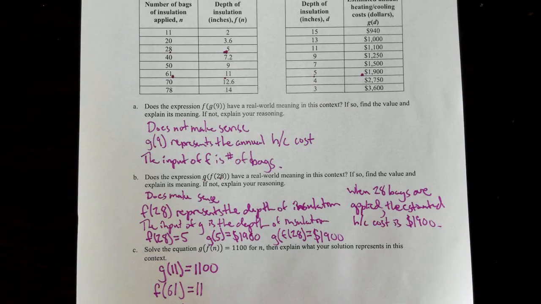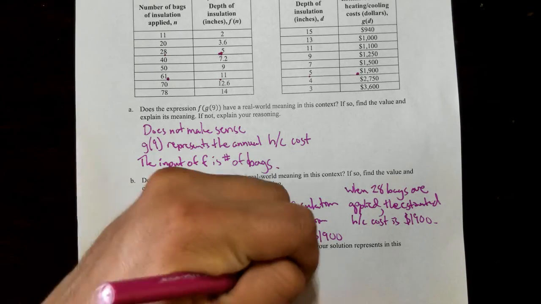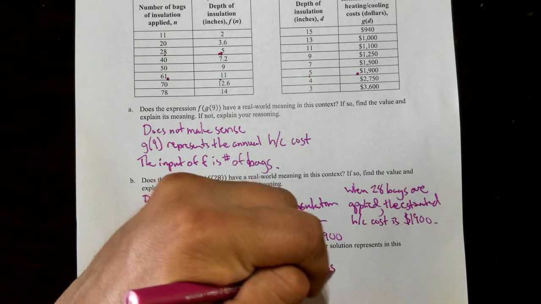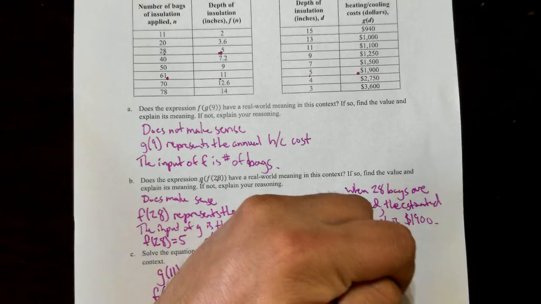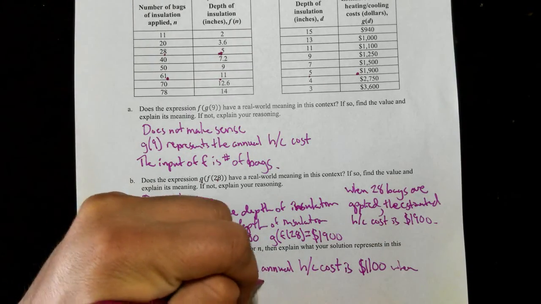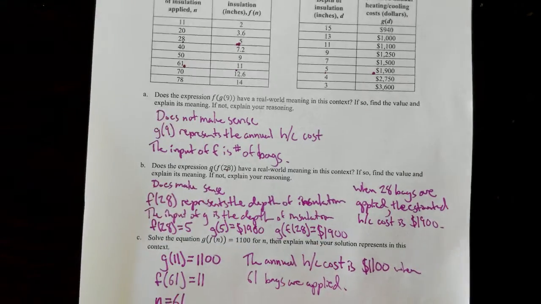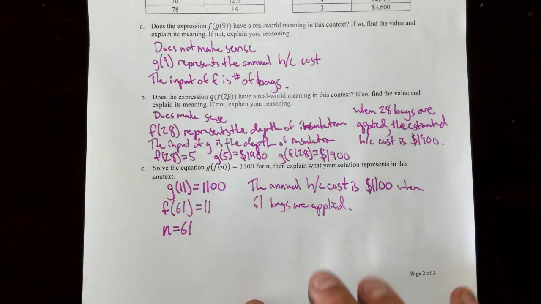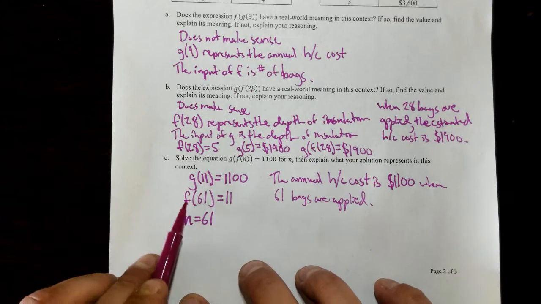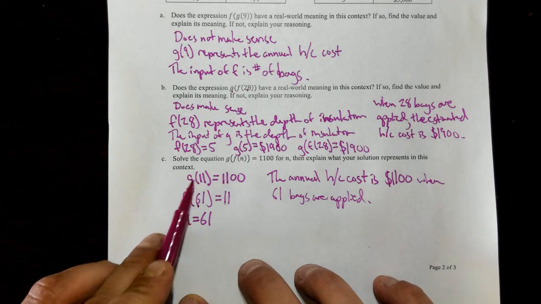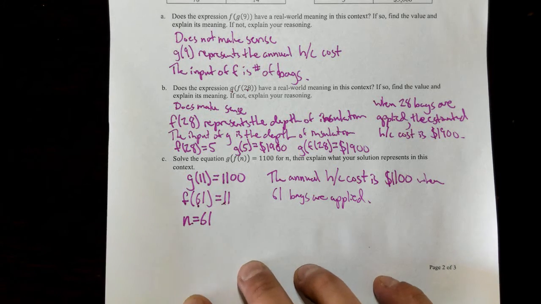And what does this mean in context? The annual heating and cooling cost is $1,100 when 61 bags are applied. Just like that. Sorry, I didn't realize I was going off the camera there. So G of 11 is 1100, F of 61 is 11, therefore N is 61.